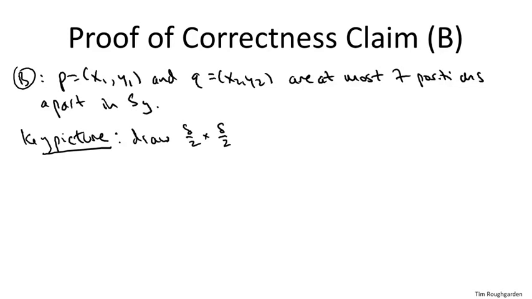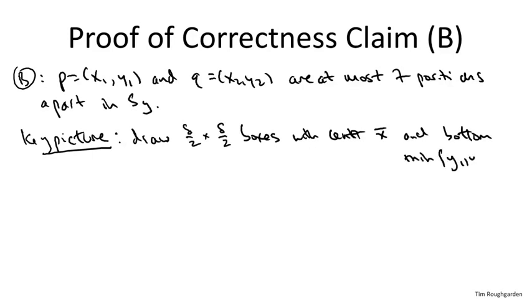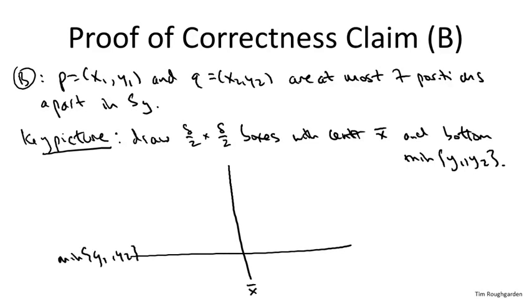So we're going to draw 8 delta over 2 boxes, and they're going to be centered at x bar, this same center of the vertical strip that defines S_Y, and the bottom is going to be the smaller of the y-coordinates of the points P and Q. So it might be P, it might be Q, it doesn't really matter. The bottom is just going to be the smaller of the two. So the picture then looks as follows. The center of these collections of 8 boxes is x bar, the bottom is the minimum of y1, y2. We're going to have 2 rows and 4 columns.